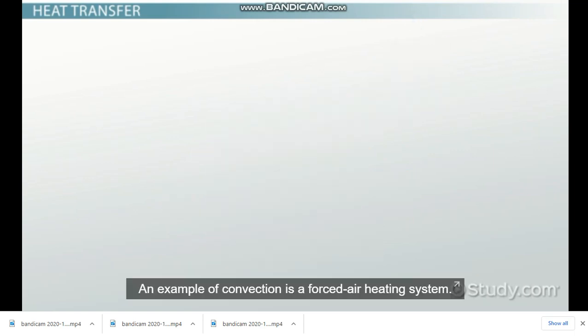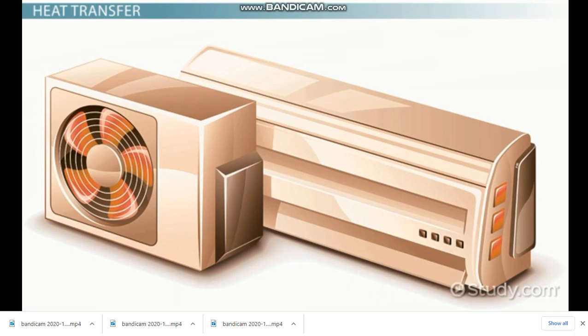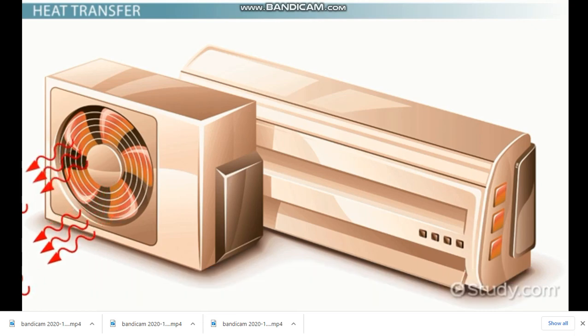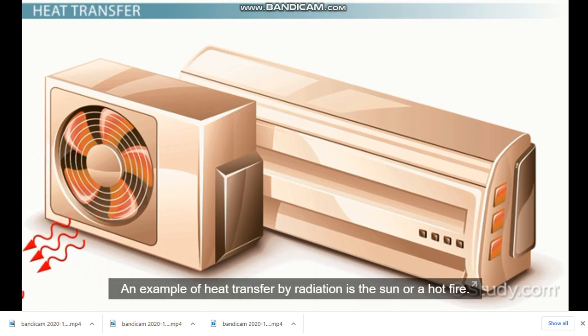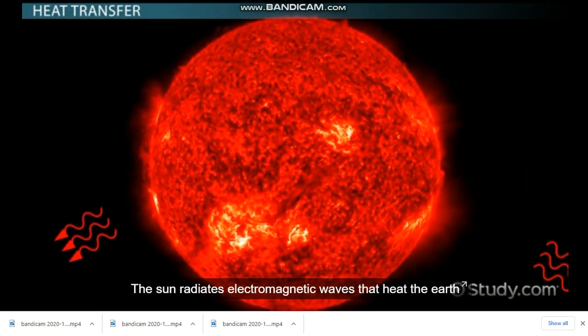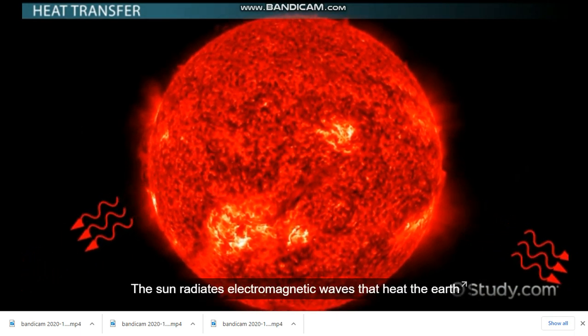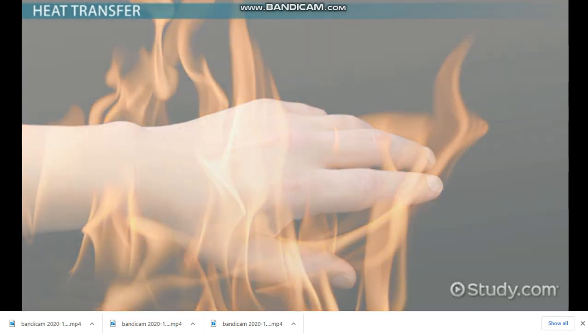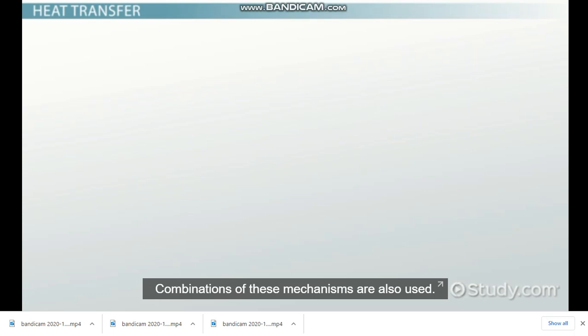An example of convection is a forced air heating system. Warm air is blown and mixed with cooler air to cause heating of the cooler air by the warmer air. An example of heat transfer by radiation is the sun, or a hot fire. The sun radiates electromagnetic waves that heat the earth, as does a fire that heats your hands or body when you move near it. Combinations of these mechanisms are also used.